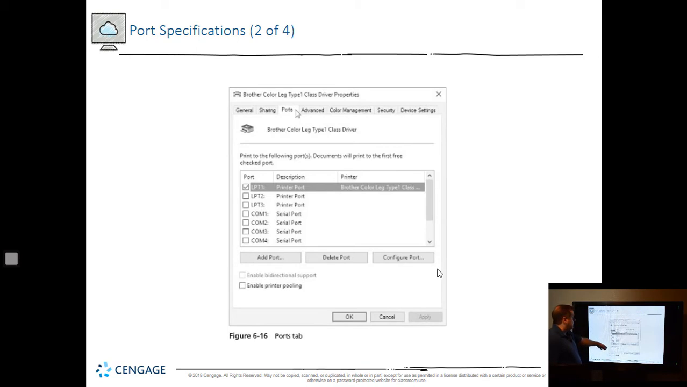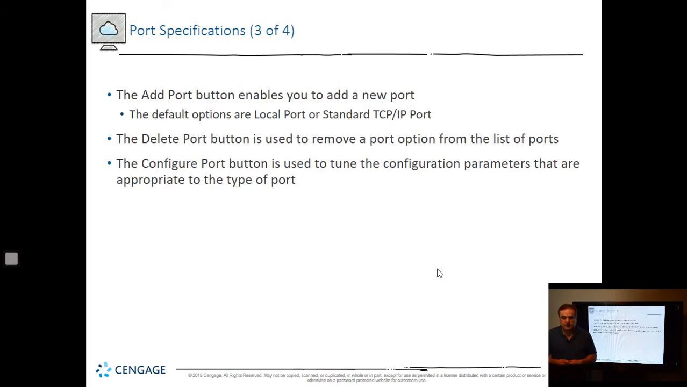So if you enable printer pooling, you can select more than one port because it all points to the same printer using multiple different ports. But if you don't have that checked, you can only select the one port. So that allows you to add the port. Typically you would add a local or TCP/IP port.